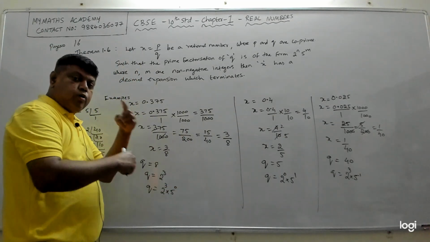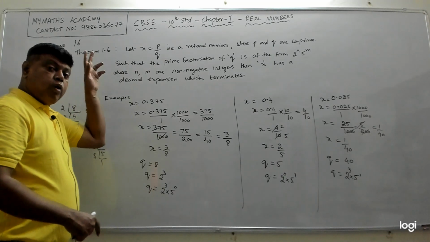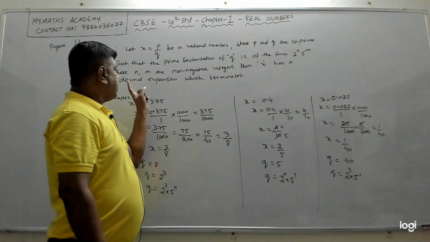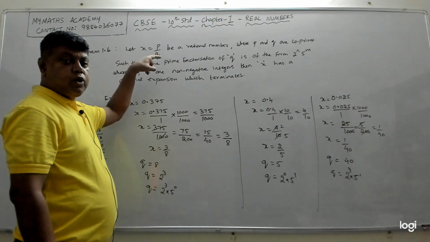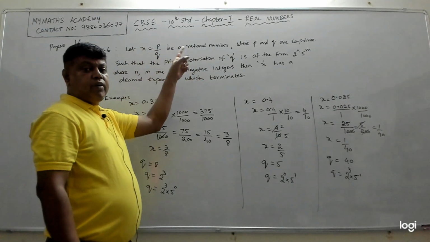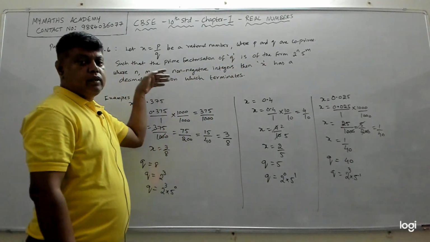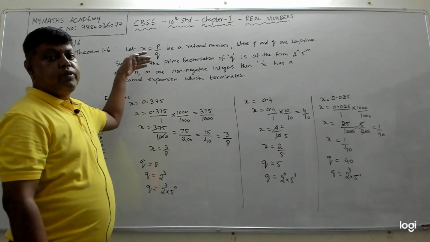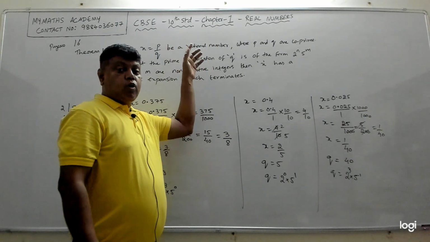It's basically the converse of the earlier theorem. 1.6 is the converse of 1.5. See, 1.5 says if x's decimal expansion terminates, then x can be expressed in the form of p by q, where p and q are co-prime, and the prime factorization of q will be in the form of 2 power n, 5 power m. So the earlier theorem says if it has a terminating decimal expansion, then x can be in the form of p by q, where p and q are co-prime.